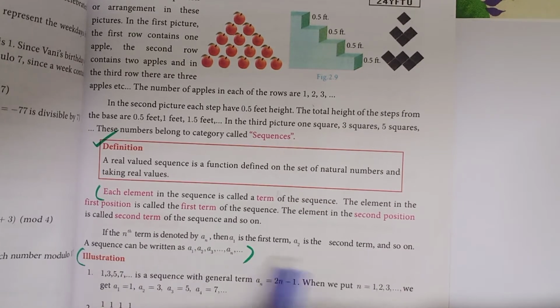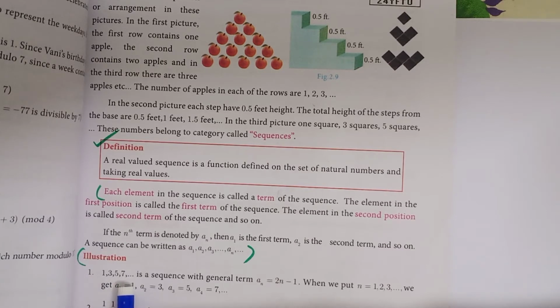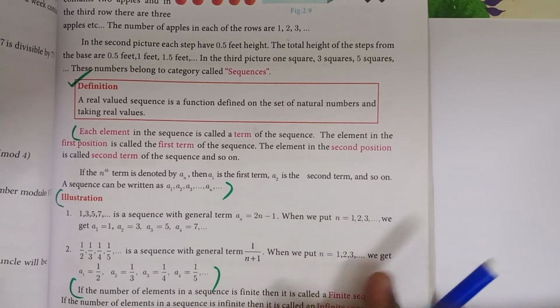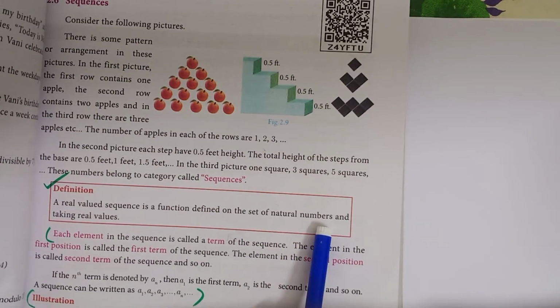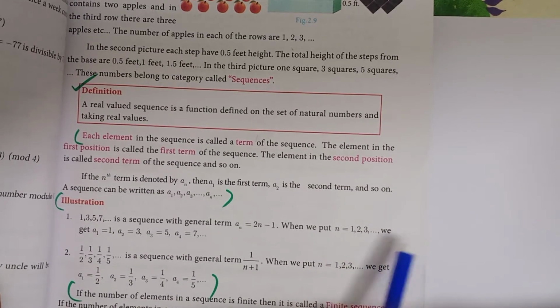Illustration. For example, 1, 3, 5, 7. Look at the numbers separated by commas; that is called a sequence. 1, 3, 5, 7, etc. It goes on as a sequence with a general term an equal to 2n minus 1. This is the general term of the sequence. Here what is given? The set of natural numbers is given. In natural numbers, you know that the starting number is 1, then 2, 3, 4, 5 and it goes on.